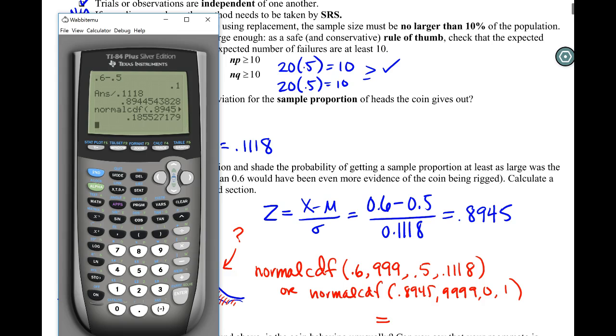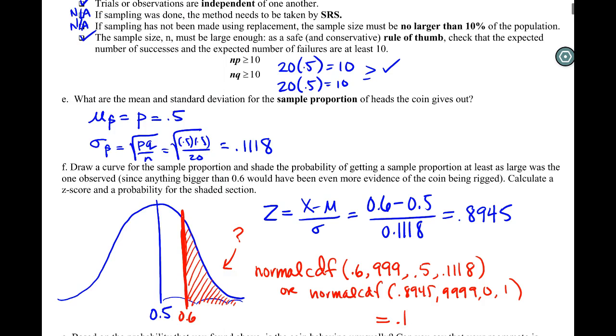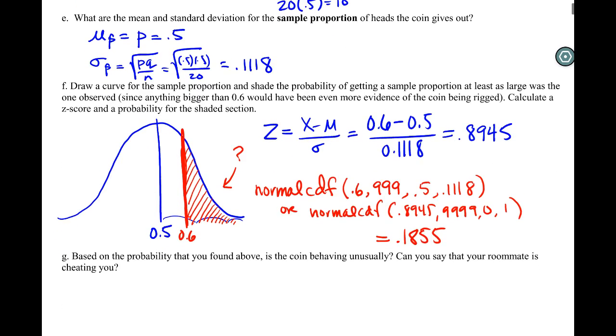Our probability is 0.1855. So there's a little over an 18% chance, right? An 18.5% chance that this would happen. Almost a 1 in 5 chance that this would happen. So in this case, we don't really have evidence.